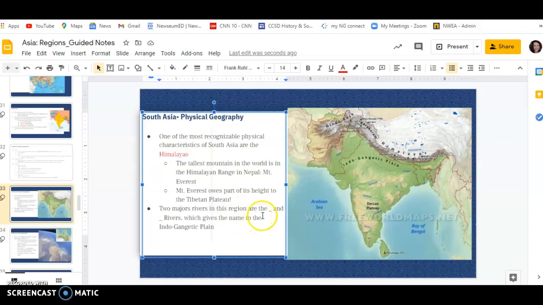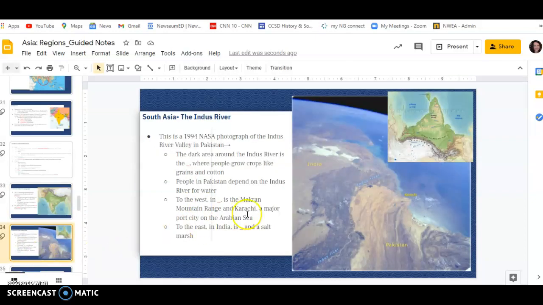Two major rivers in this region are the Indus and Ganges rivers, which gives name to the Indo-Gangetic Plain. All right, so over here, and this would be Pakistan, we see the Indus River. Here is the Ganges going through Bangladesh and India. We can take a closer look.